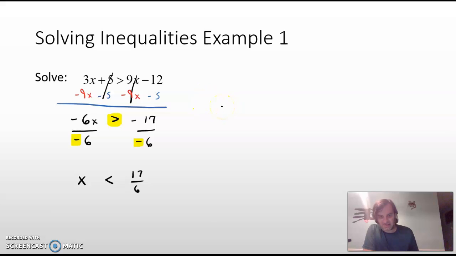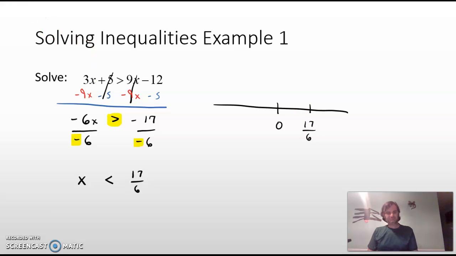So let's turn that into a number line and then interval notation. The number line will look like 0 in the center. 17/6 is a fraction, but it's positive, so it'll be to the right. I want the numbers less than 17/6, so I want to go to the left of 17/6, so there'll be an arrow over here. And it's just less than, so it'll be a parenthesis. If I turn that into interval notation, parenthesis, negative infinity, 17/6, parenthesis.